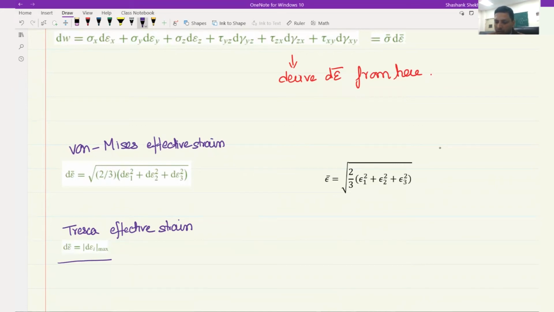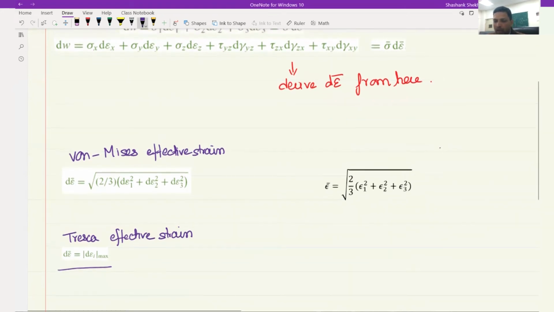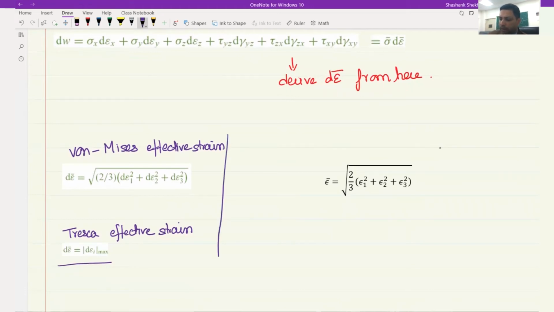On the other hand, for von Mises, we will get this kind of relation. This is again given in terms of principal strains, d epsilon 1 square plus d epsilon 2 square plus d epsilon 3 square times 2 by 3. So there is a factor 2 by 3, and this is the effective strain for the von Mises criterion. And now one more thing that I have already mentioned is that strains are path dependent. That is why all these equations have been written in incremental form, because at the small incremental stage this relation holds. But when the deformation becomes very large, then this relation will not hold, because at each stage the amount of deformation occurring in different principal strains would be different.